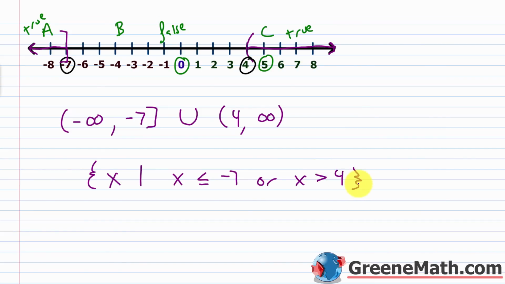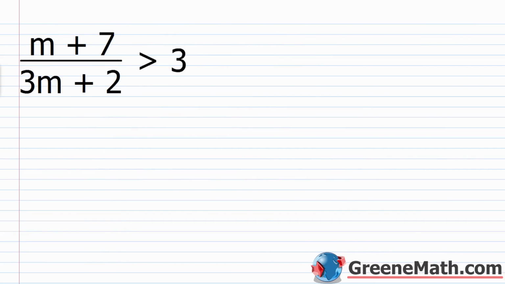All right, let's take a look at one more. So we have (m plus 7) over (3m plus 2), and this is greater than 3. So (m plus 7) over (3m plus 2), and I would subtract 3 away from each side, so -3. And again, this is greater than 0.